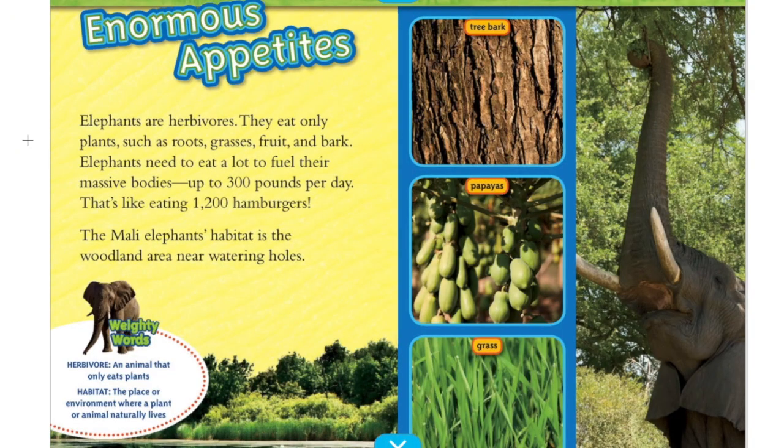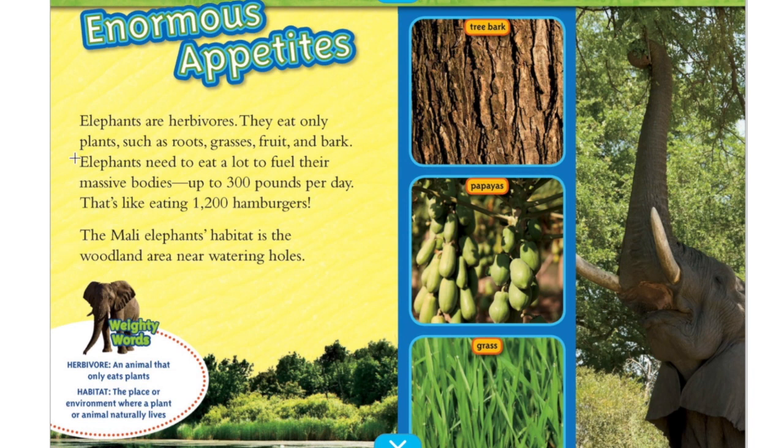Now, let's begin reading. Elephants are herbivores. They only eat plants such as roots, grasses, fruit, and bark. Elephants need to eat a lot to fuel their massive bodies, up to 300 pounds per day. That's like eating 1,200 hamburgers. The Mali elephant's habitat is the woodland area near watering holes.